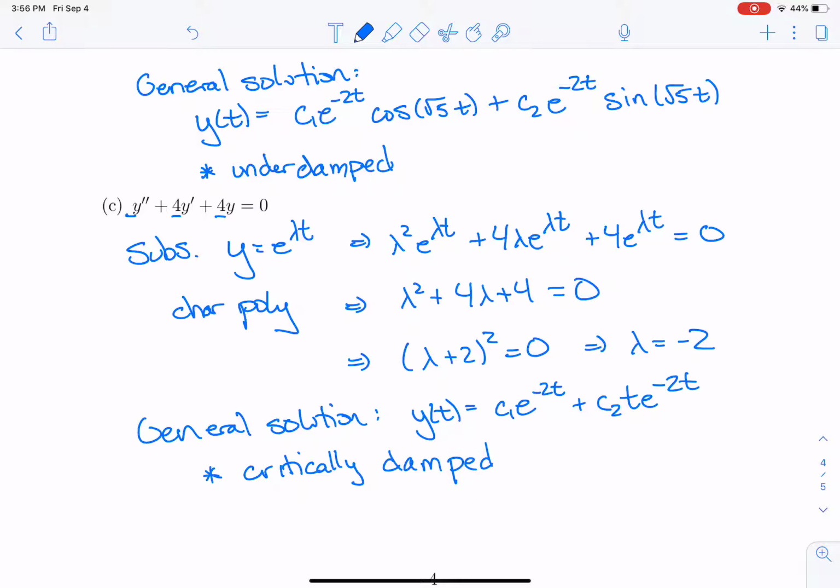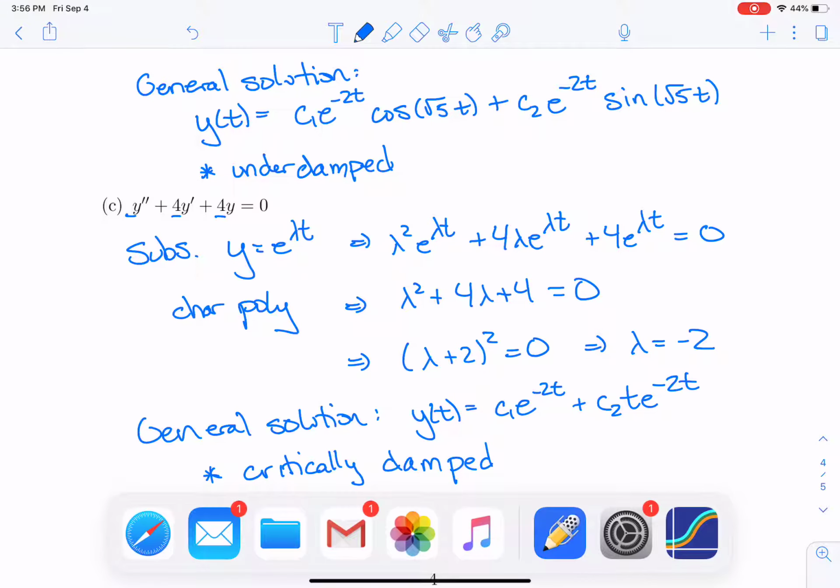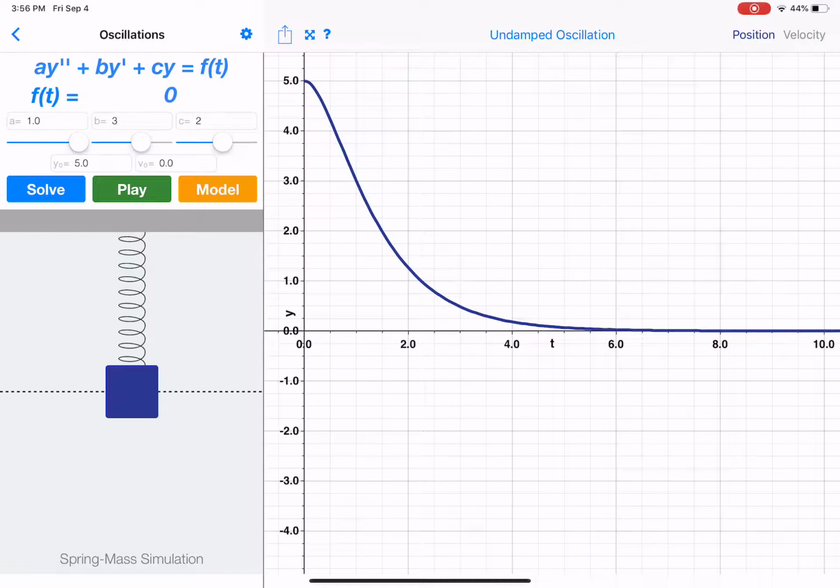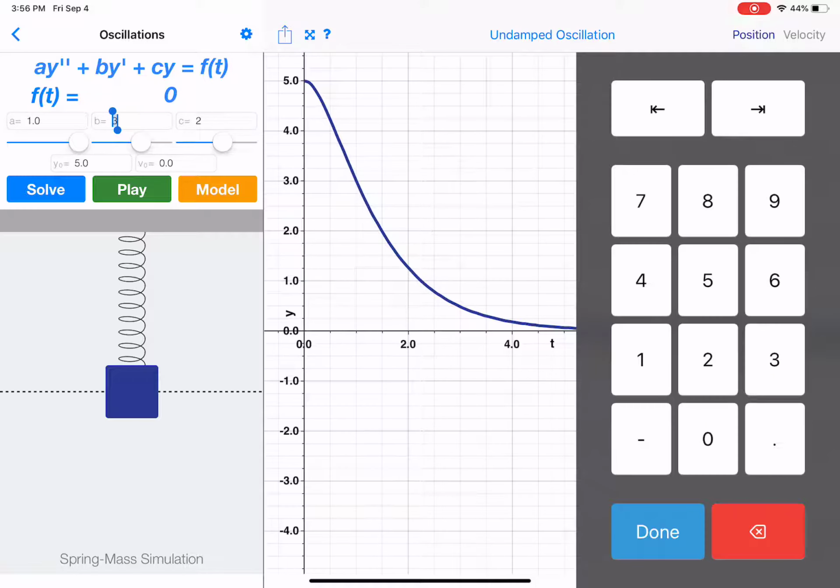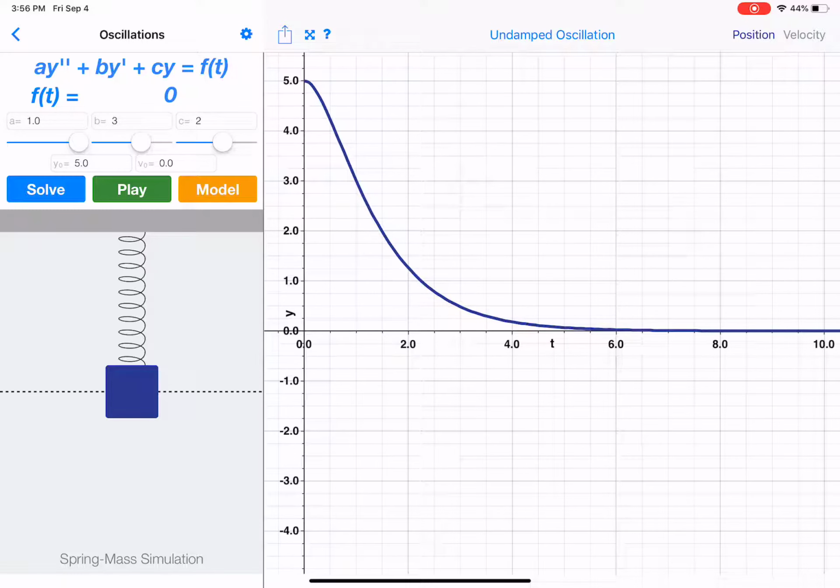And so there's examples of all three types. I'd like to quickly plot these solutions so you can kind of see what's going on. So we're going to go into Slopes. This is the oscillations activity in Slopes. I have set up the first equation, which was y double prime plus 3y prime plus 2y is equal to 0. And as you can see, plotting it, that's going to be an overdamped oscillator.